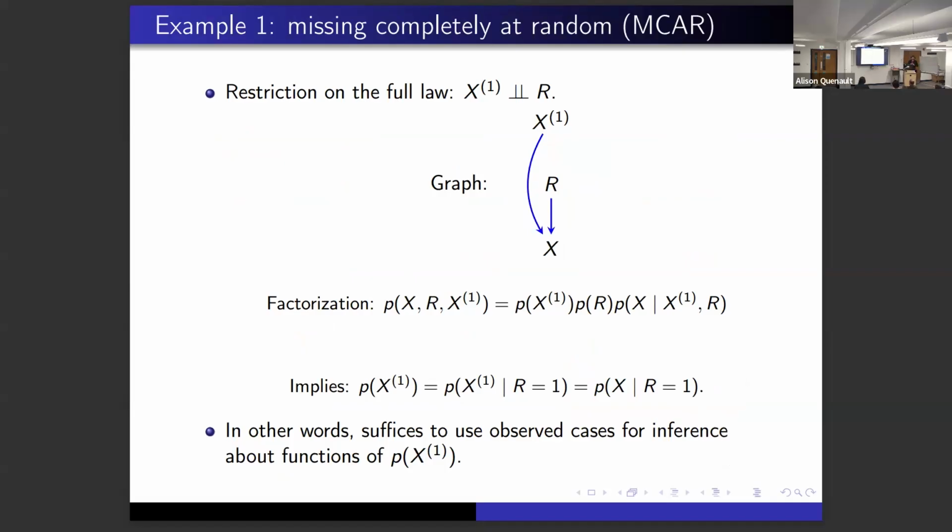So MCAR just means R's are independent of the underlying missing data. So if I write it as a graph, I have a big set of R's and a big set of X's, and X, the observed version, is a function of the R and the underlying variables. And because they're independent, I just don't draw an edge between them. And then the factorization of this graph that follows from this is just what I have over there. And this factorization implies that if I'm interested in the joint distribution of X1, I'm allowed to condition on R equals 1. The reason is because of marginal independence.